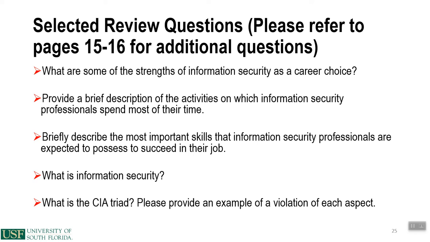We defined what information security is, and we also identified what the CIA triad is: confidentiality, integrity, and availability. And we also provided a violation of each of those aspects. So that's the end of lecture 1. If you have any additional questions, please feel free to reach out to me. There are also additional questions and additional reading content available in the textbook on pages 15 through 16. As always, please feel free to reach out to me if you have any questions.